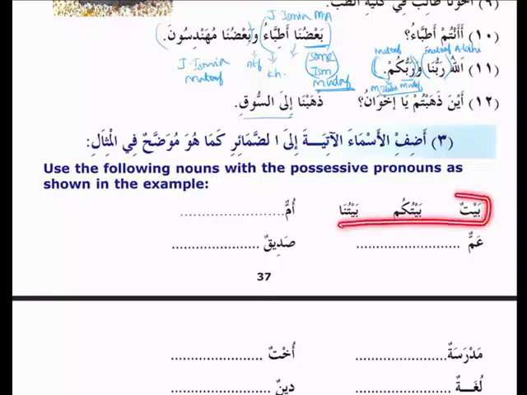Looking at this example, you have to follow the same pattern. To the word baitun, they attached the pronouns kum and na. So the same thing you have to do with the other examples. This is also your homework. Okay, let's do one example here. Ammun, uncle. So what will you say? Your uncle and our uncle. How will you say? Ammukum and ammuna.